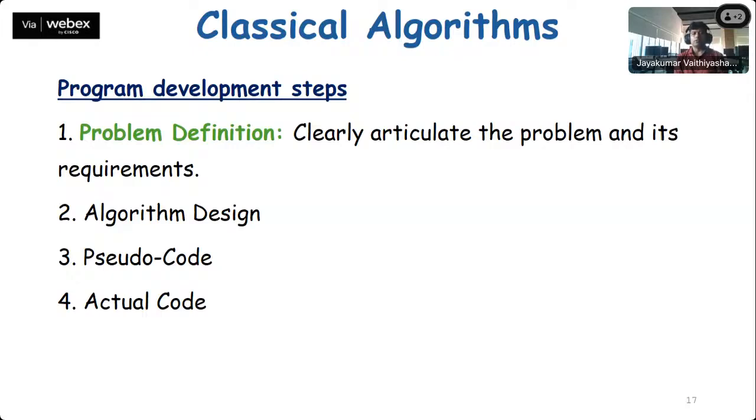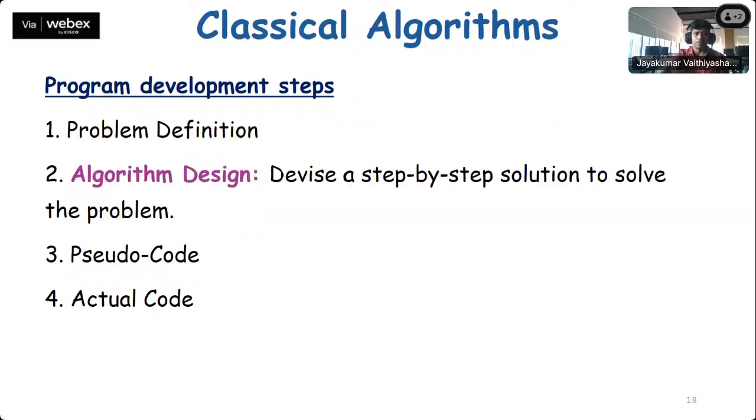The problem definition is to clearly articulate the problem and its requirements. Okay, you can describe it in normal English statements. What is your problem? So in software development, the software architect will visit the client and discuss the problem. He will write it in clear statements. What is their problem? What do they want to solve? What is their requirement? They need to do several meetings. Once they get the requirement from clients, they will go for algorithm design.